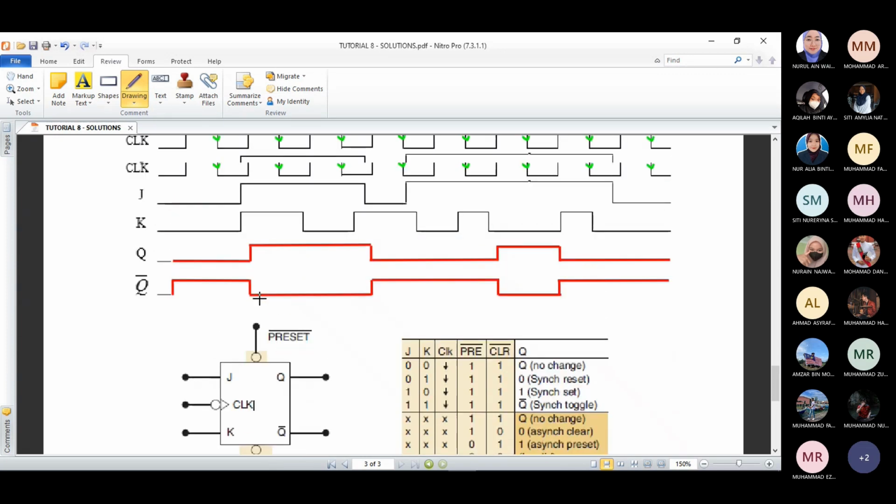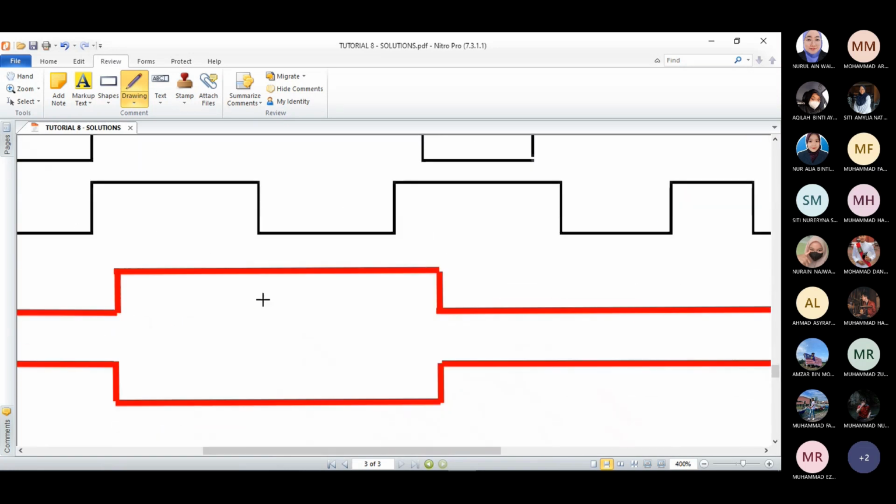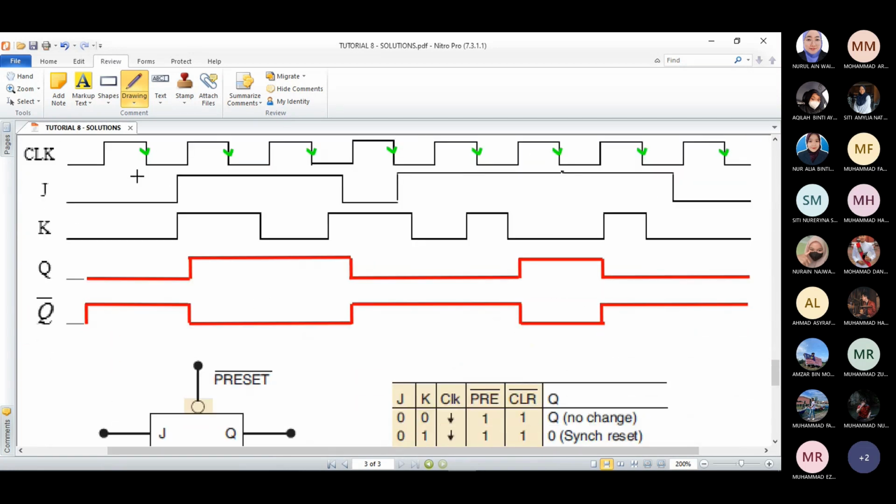Okay, dia akan trigger setiap kali clock tu berubah state from 1 to 0. So dia negatif lah. Kalau positif, dia trigger daripada 0 ke 1. So itu perbezaan dia. Okay, so obviously saya punya output ni pun akan ada delay lah sebenarnya. Dia tak betul lah kat sini. Okay, we look into the first one.